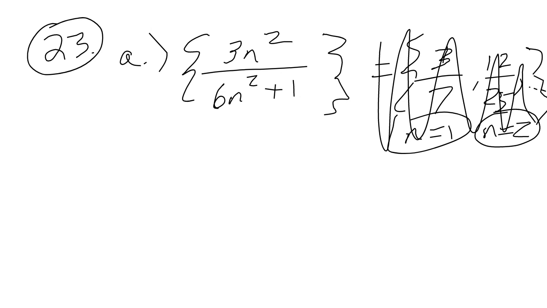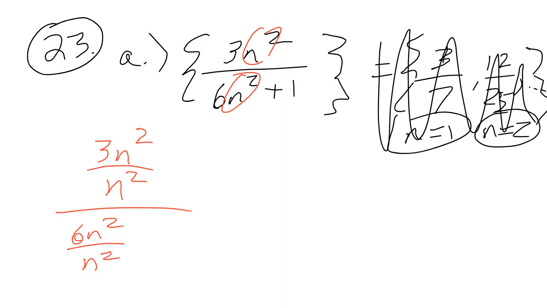So if you remember, I said we can divide top and bottom by the biggest power of n when we have a fraction here. So ultimately, I'm going to get 3n² over n² on top, and then 6n² over n² plus 1 over n² on the bottom. That's because I'm dividing the bottom by n², but by the laws of fractions, I can split up that denominator, right? So then those cancel out to 1s, these cancel out to 1s.